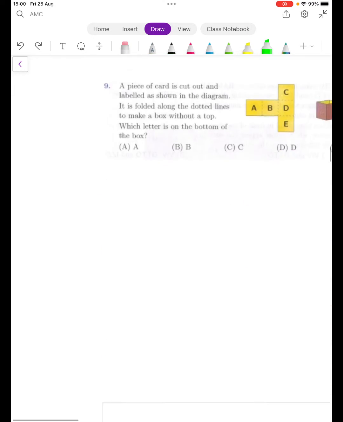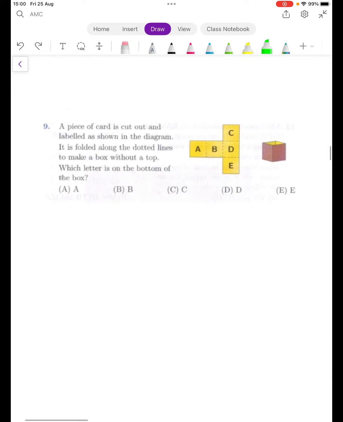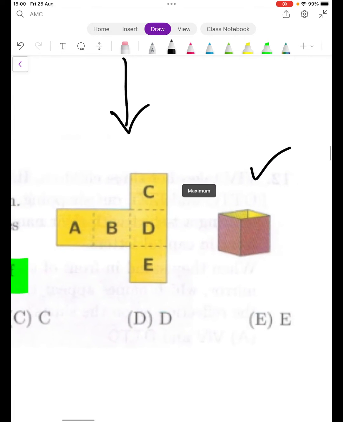Sorry, where did it all go? Let me find it. Sorry. Okay, we were here. So it will make a box without a top. Which letter is at the bottom of the box? So when this mesh is folded, it will lead to this box, and we have to find which alphabet will be at the bottom.